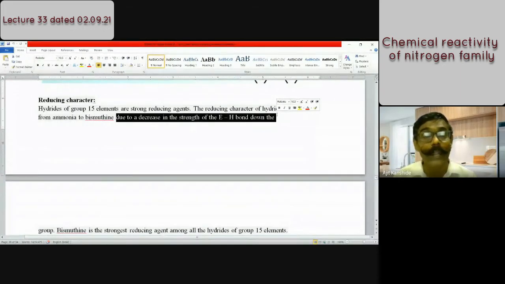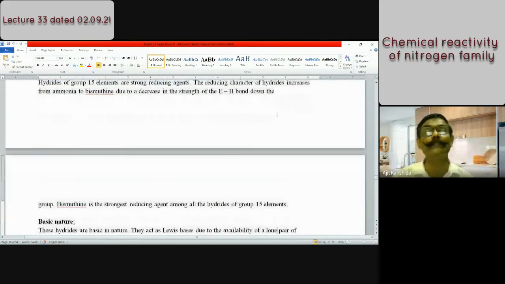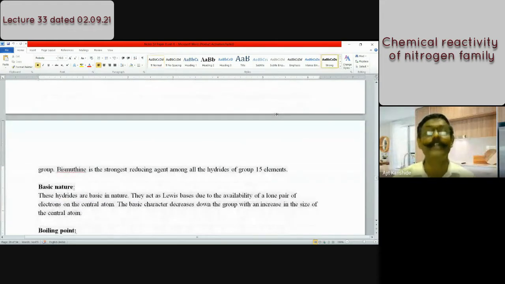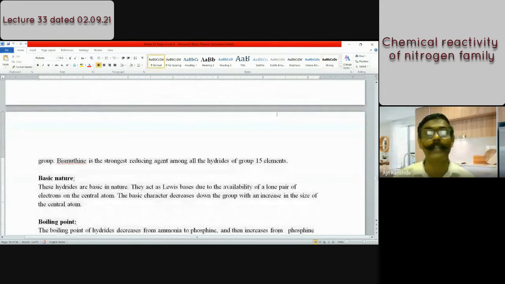Then where will hydrogen be easily available? In those hydrides where the bond is weak. If the bond is weak, hydrogen can easily come out. If hydrogen comes out easily, reduction can occur easily. So the reducing ability of bismuthine is the largest compared to ammonia. It is a conclusion. It is because of the decrease in the bond strength between the central atom, the hidden element, and the hydrogen.